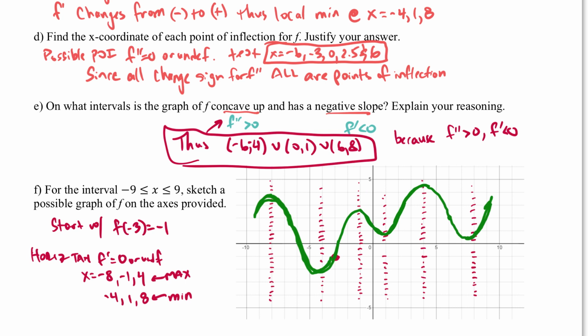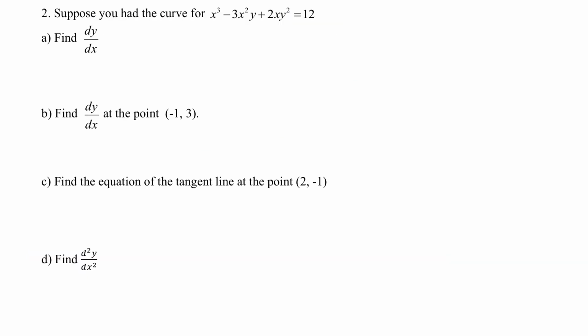So that's what it looks like on -9 to 9. And notice I didn't put arrowheads because we're only doing it from -9 to 9. All right. Let's move on to the next problem.